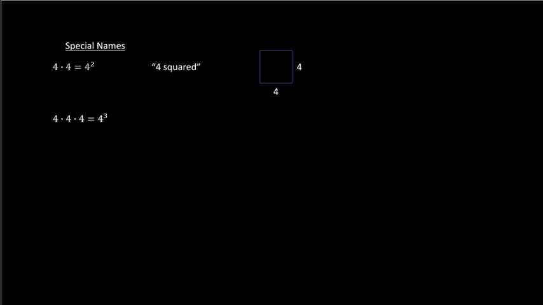Now the other special name that we have is anything to the third power. The name we give to this would be cubed, C-U-B-E-D, cubed. So this could be stated as 4 cubed. Now why is it cubed? Where does that word come from? Well, it comes from the word cube. Because if you have a cube that is 4 units in length and width and height, it could be 4 inches, 4 feet, whatever.